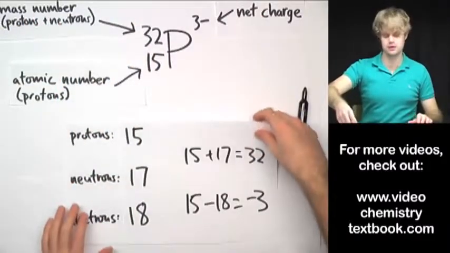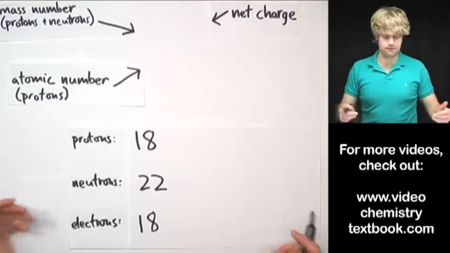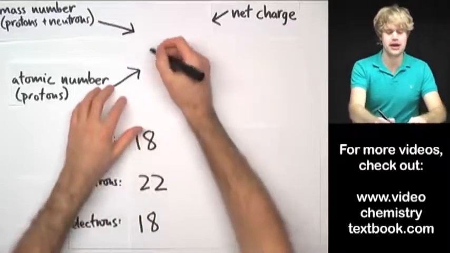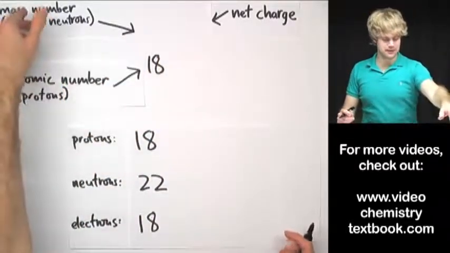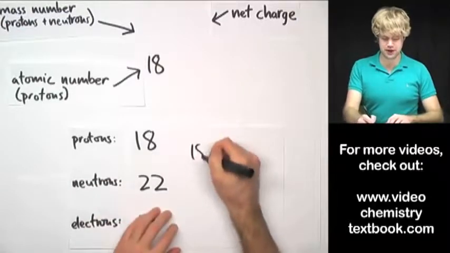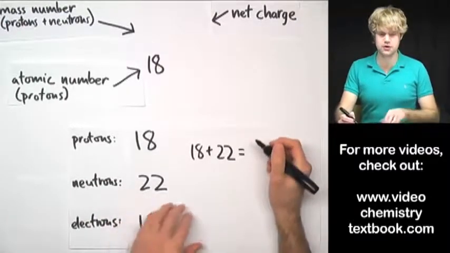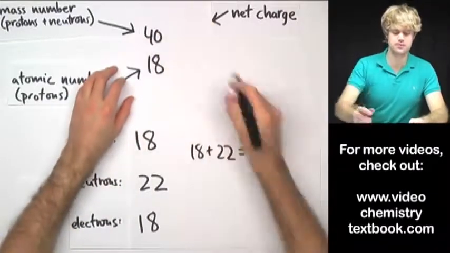Let's do another one of these. Okay, so what's the symbol of this going to be? It's always best to start with the atomic number because that's really straightforward. 18. 18 protons in the nucleus. Now how about the mass number? I'm going to do protons plus neutrons. 18 plus 22 is going to give me 40. So the 40 goes up here.